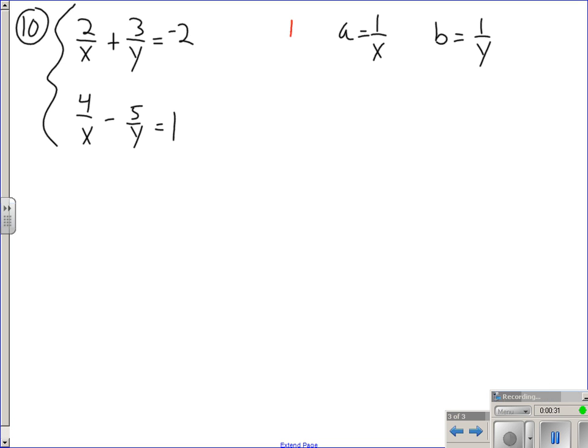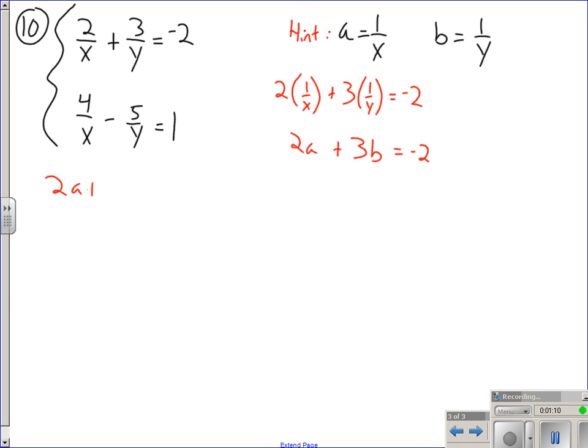I gave you a hint, or the homework had a hint on it: do a little bit of substitution. If we say a equals 1 over x and b equals 1 over y, then in that first equation, instead of having 2 over x, think of it as 2 times 1 over x plus 3 times 1 over y equals negative 2. You can do the same thinking for the second equation. If a equals 1 over x, what you have is 2 times a plus 3 times b equal to negative 2. It makes this look like a much more normal problem.